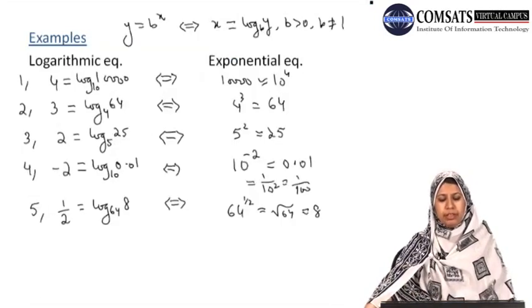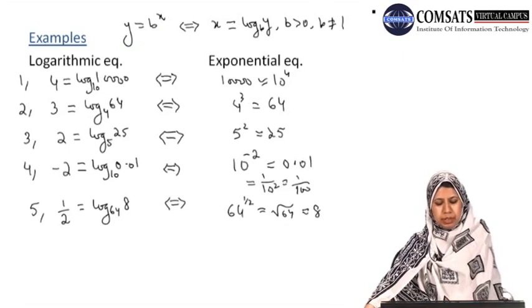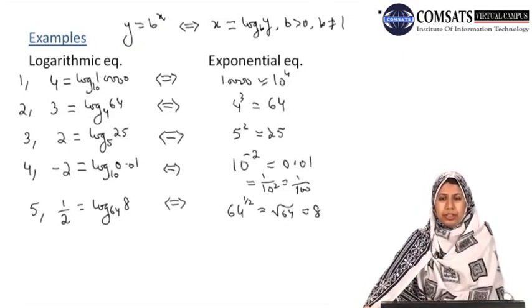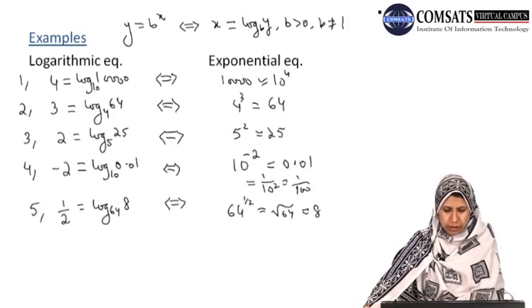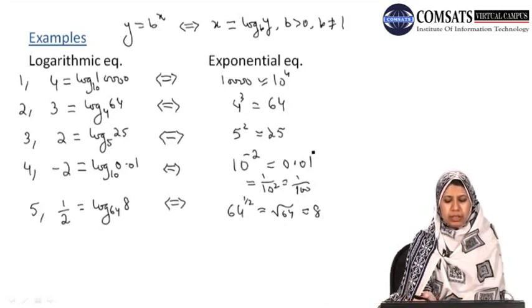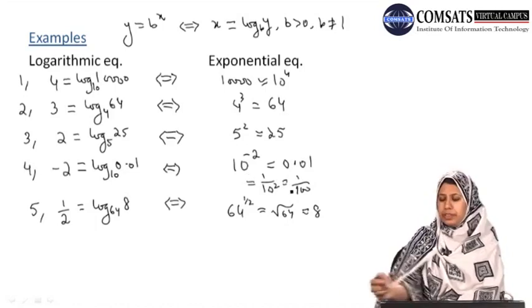Here, if we look at our examples, we have seen that the base b can take any positive value other than 1. In the first example, the base was 10. In the second example, the base was 4. In the third one, it was 5. Fourth one, it was 10 again. And in the fifth one, it was 64.